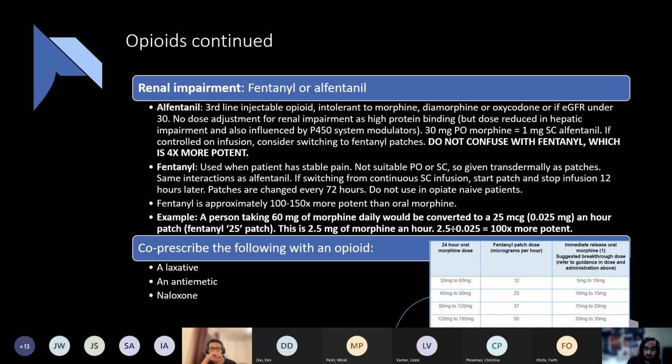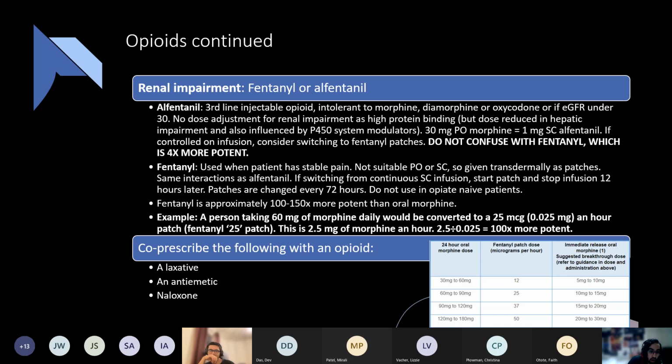Don't ever use it in someone who's never had an opiate before, because you might knock them out, it's really, really strong. I thought it was the strongest opiate until Anush mentioned carfentanil, and it's about 150 times stronger than morphine, like James said.